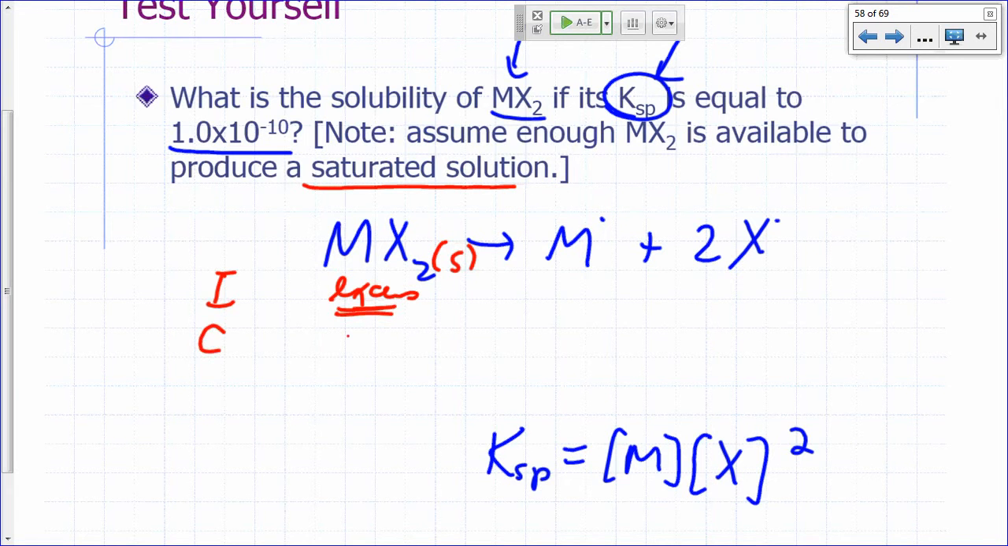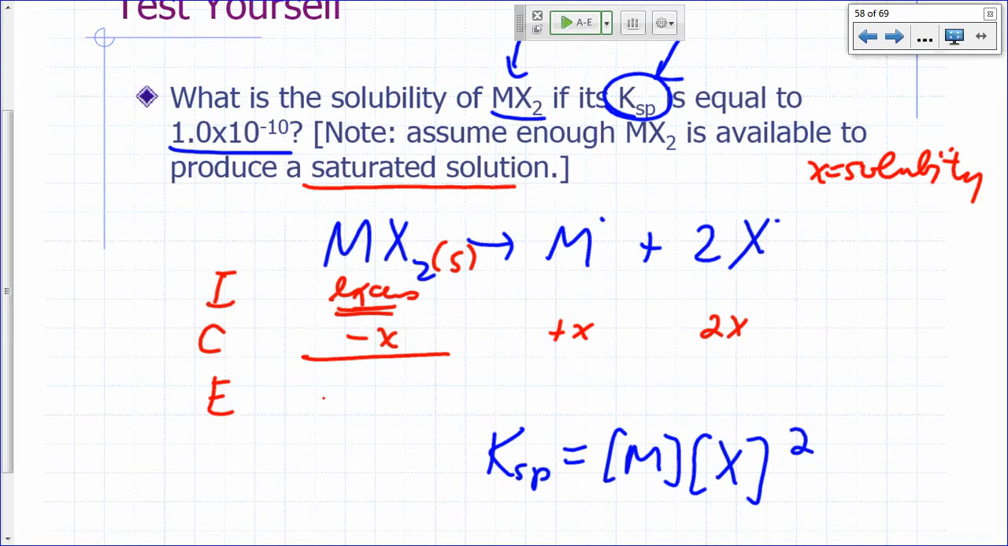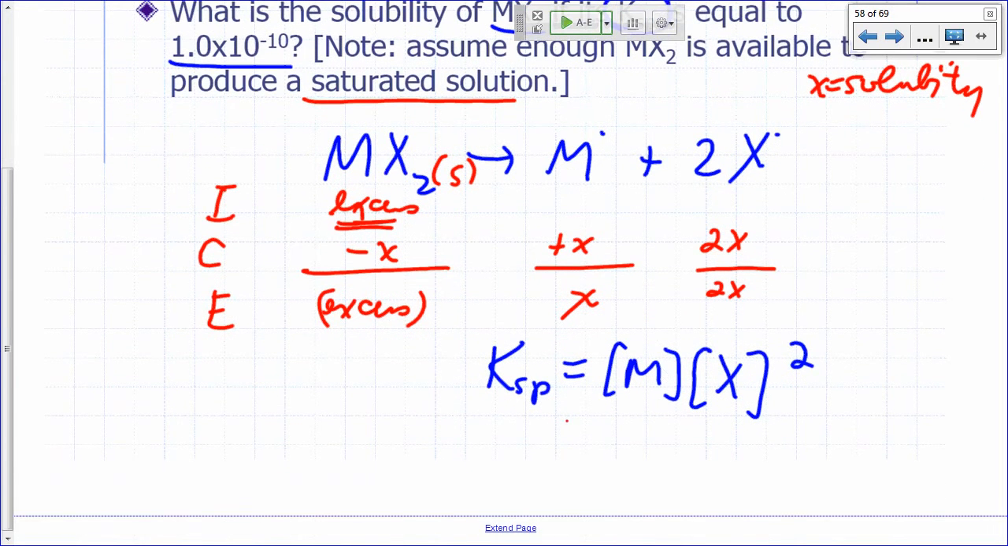The changes would be what? You have minus X, where X would be the solubility in moles per liter. You're going to make X moles per liter of M and 2X moles per liter of X. So at equilibrium, you still have an excess of solid, at least some solid. You have a saturated solution, and then you have X moles per liter of M and 2X moles per liter of X.